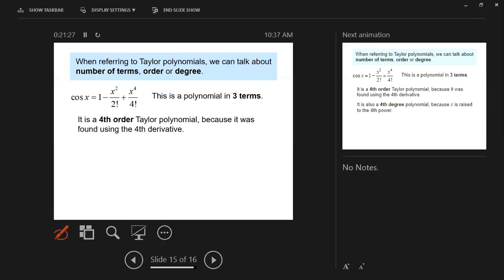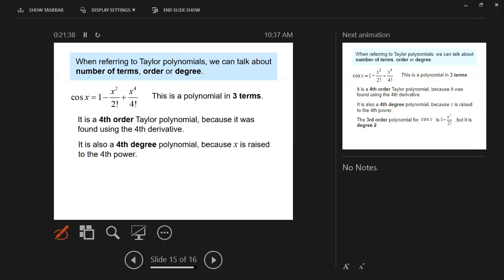It's a 4th order Taylor polynomial because we used the 4th derivative to get to it. So the order is the number of derivatives that it took to get that polynomial. It's also a 4th degree polynomial because it was raised to the 4th power. So degree is the highest power in that polynomial. That you've known for years. Quadratics are of degree 2, cubics are of degree 3.